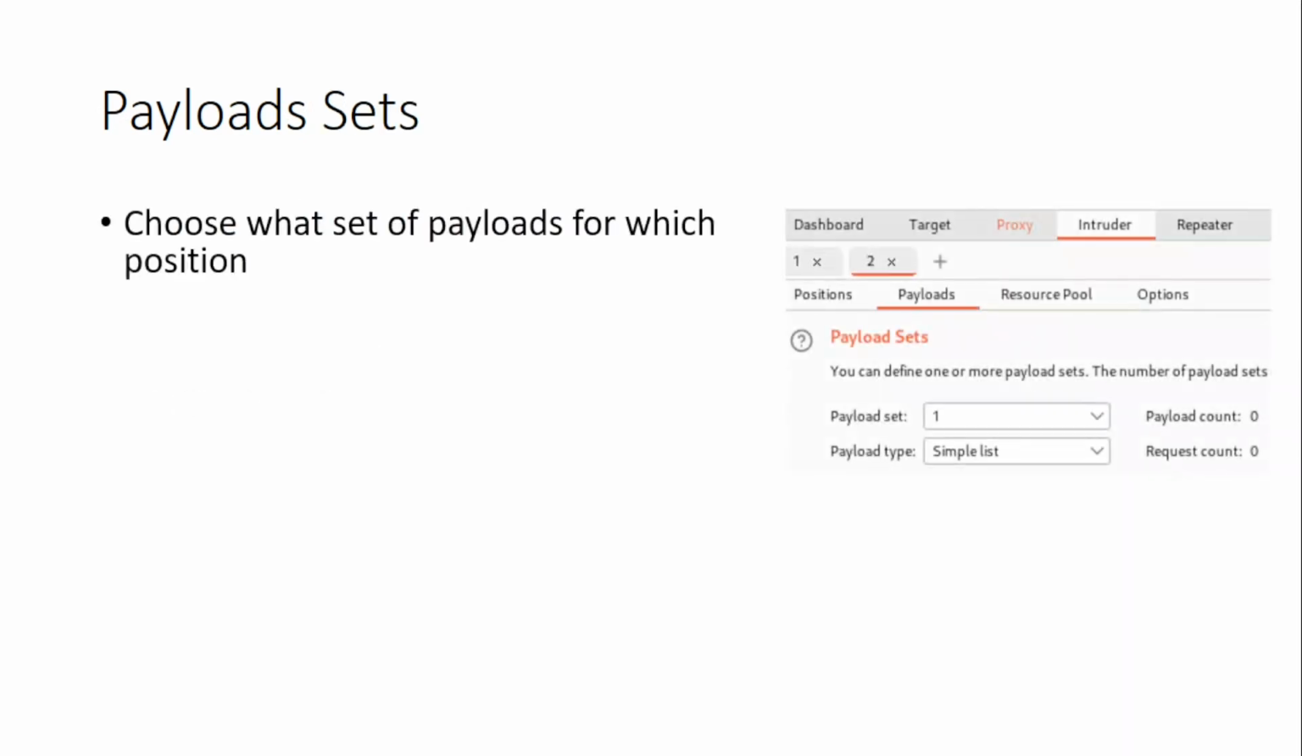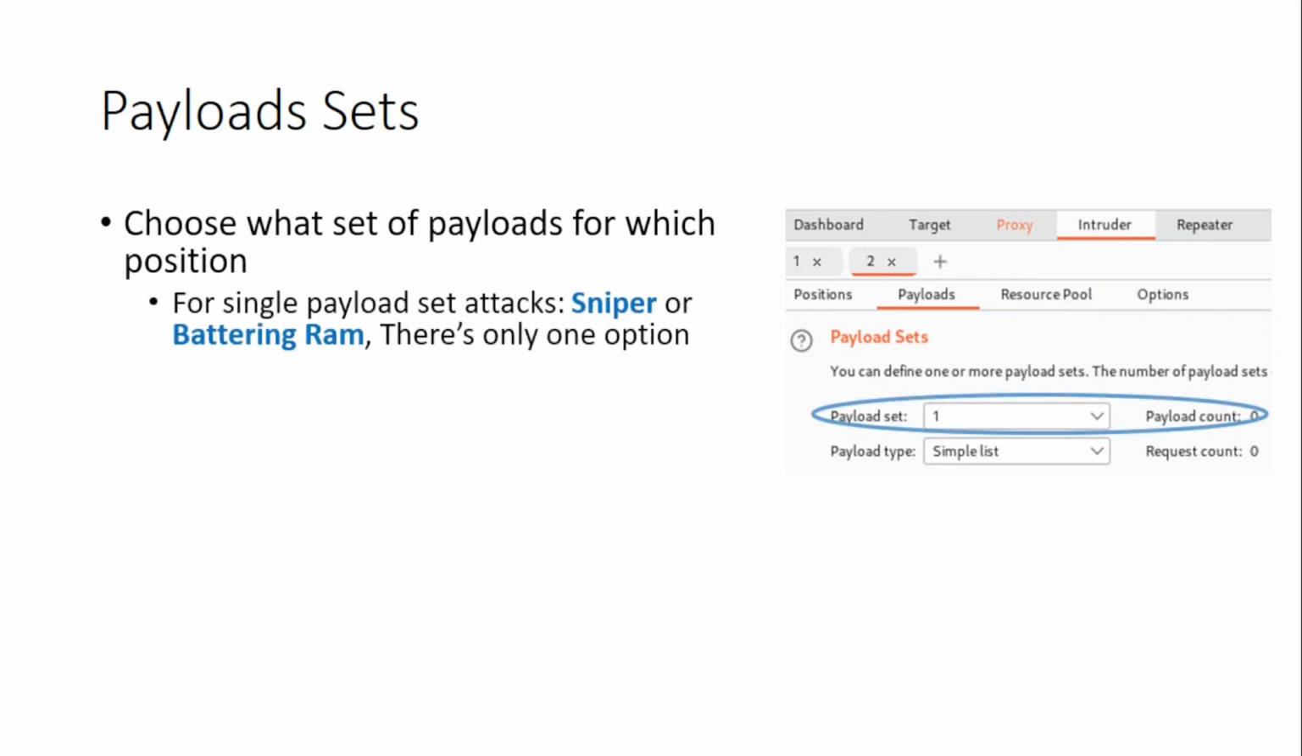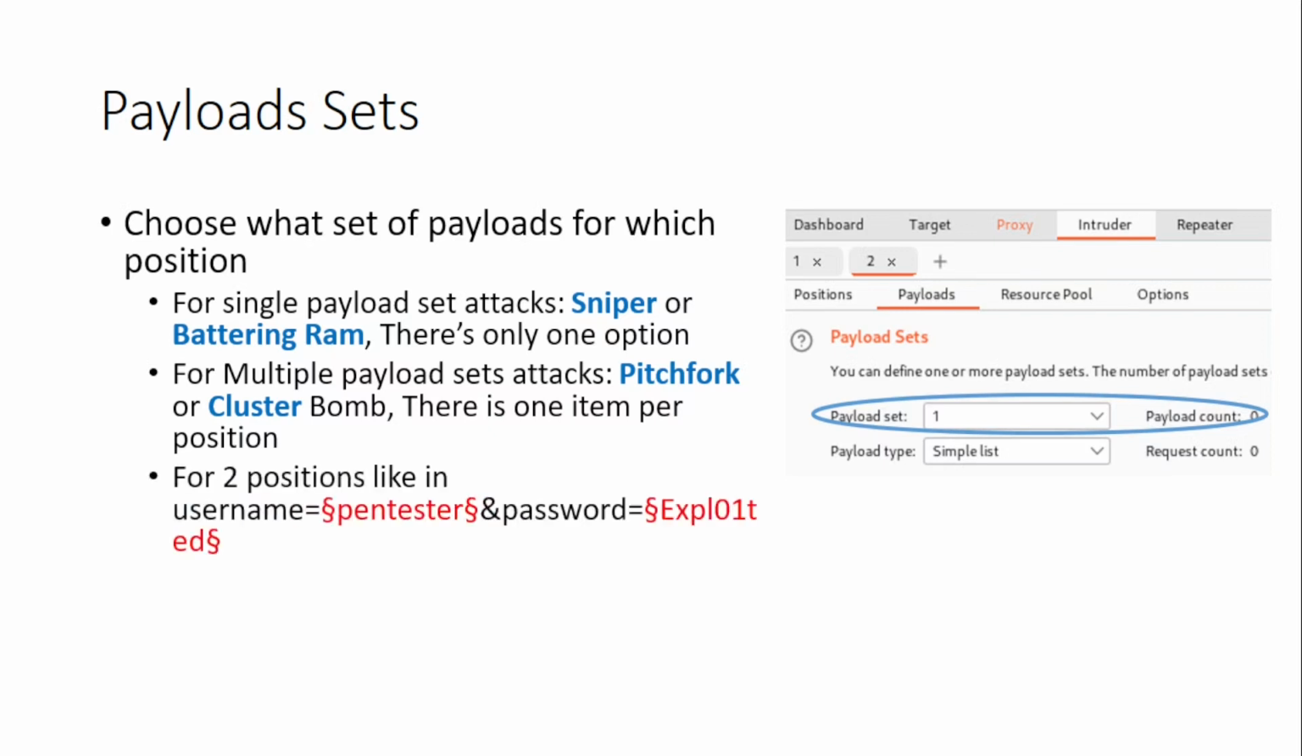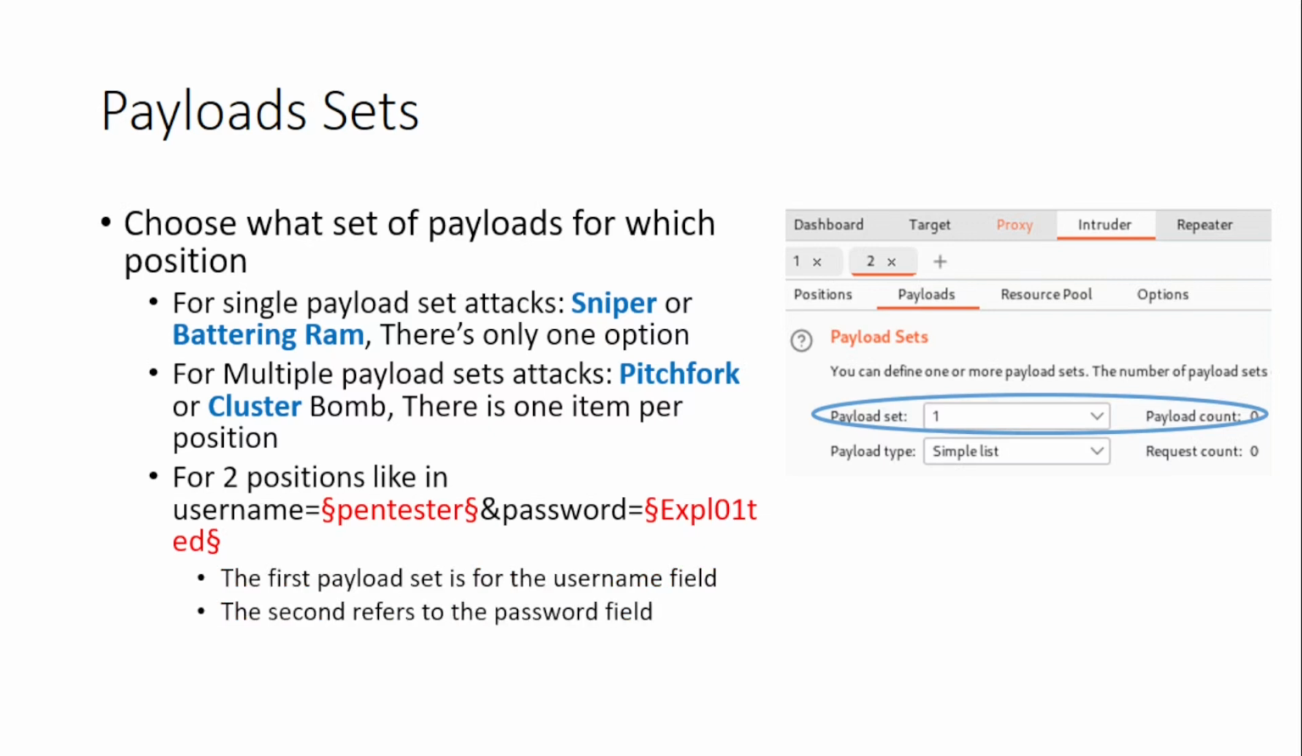So the payload sets allows us to choose which position we want to configure a set for. For example, for single payload set attacks like sniper or battering ram, there's only one option. But for multiple payload sets attacks like Pitchfork or cluster bomb, there's one item per position. And for 2 positions like in username equal pentester and password equal exploited, the first payload set is for the username field and the second refers to the password field.